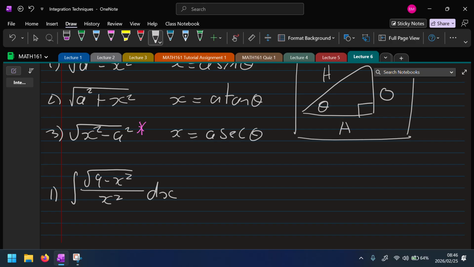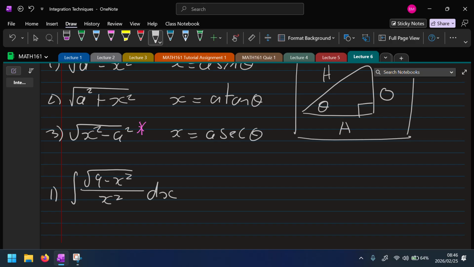First thing, u substitution. If we let u be that inside part, 9 minus x squared, du will be minus 2x. That doesn't really help us. We've got an x squared at the bottom. So u substitution is not going to work. Can we do integration by parts? Not really. There's nothing easy to integrate, nothing really easy to differentiate. So we move to the next thing.